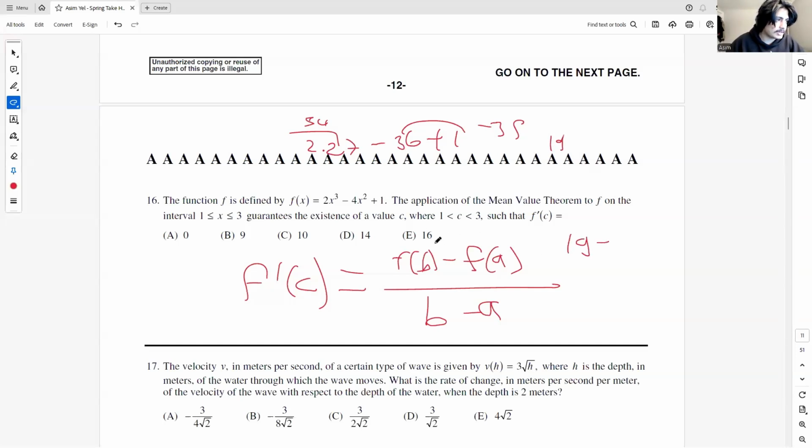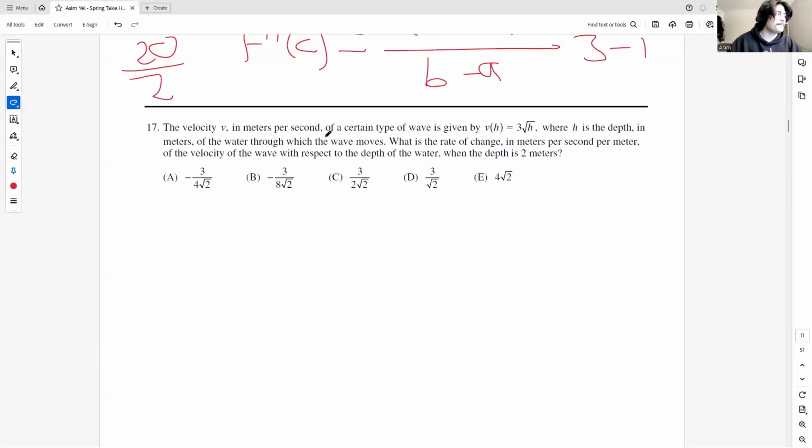So 19 minus, now what's f of a? 2 minus 4 plus 1. So I got negative 1, divided by 3 minus 1. And now we're getting somewhere. I got 20 over 2, which is answer choice C.